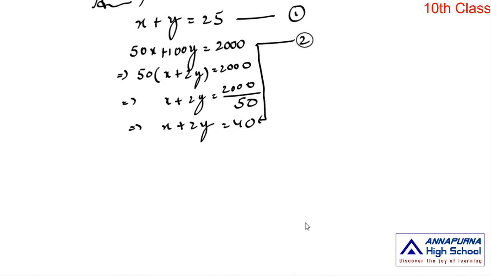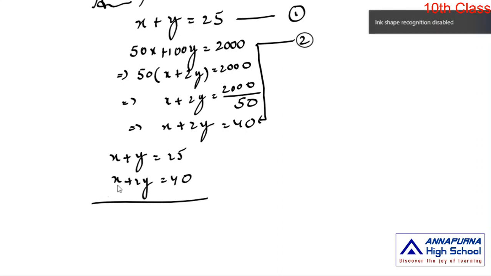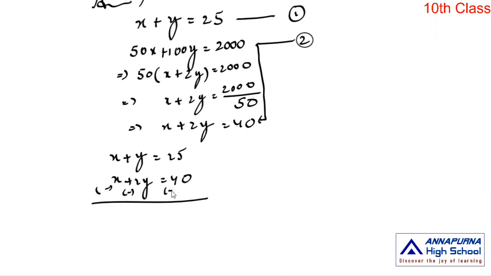Now solve 1 and 2 by elimination method. Here the first equation is x plus y is equal to 25 and the second equation is x plus 2y is equal to 40. Here the numerical coefficients of x are equal and the signs are same, so subtract the second equation from the first equation. So that's why here I change the signs of the second equation. Plus x minus x cancel, plus y minus 2y is minus y, which is equal to 25 minus 40, equal to minus 15. Then y is equal to 15.